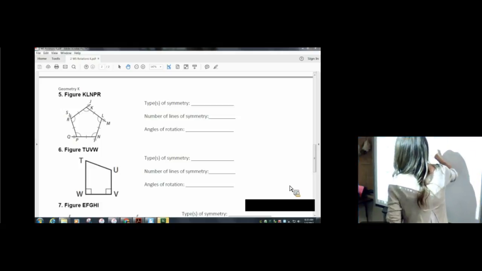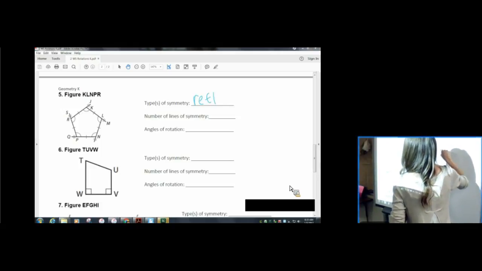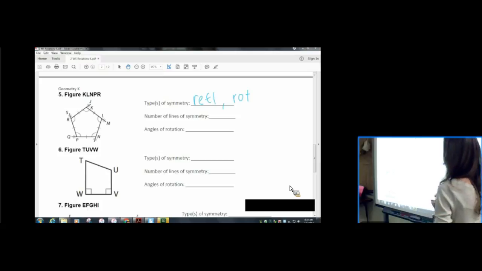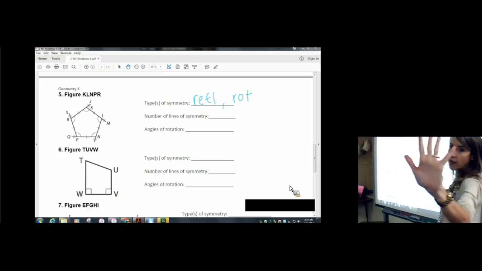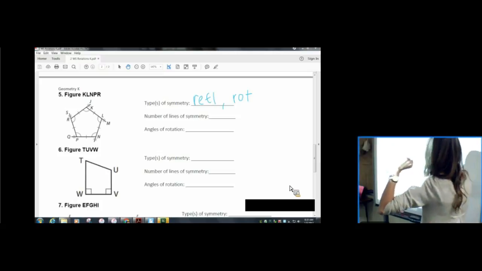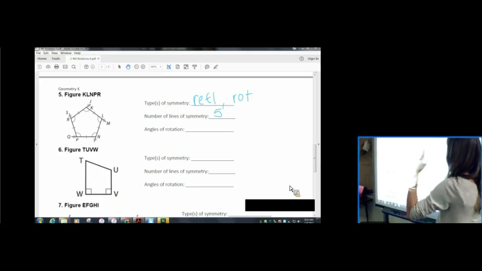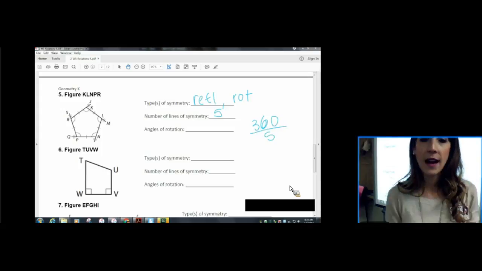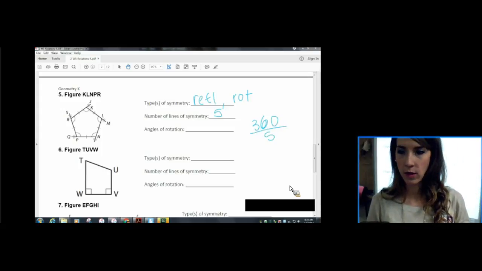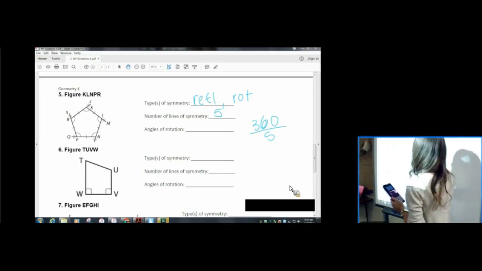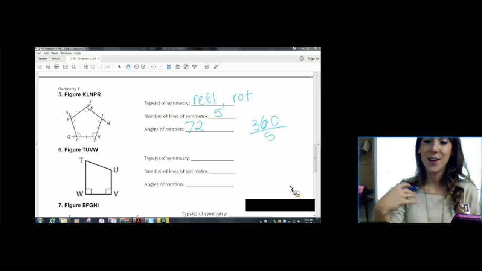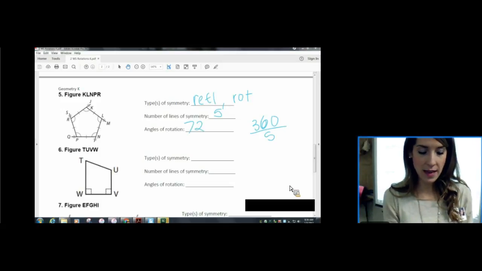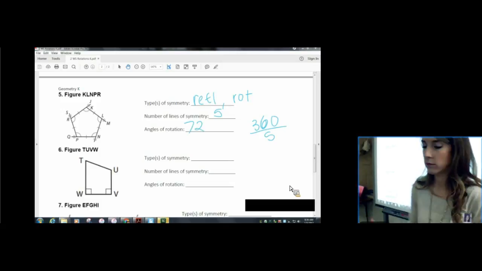Yeah, so this one has reflectional and rotational symmetry. It's a 5-sided regular polygon, so 5 lines of symmetry, and then the angles of rotation, good old 360 divided by the number of congruent parts, or vertices in this case. So you're going to write 72, and then your next angle of rotation would be 72 times 2.